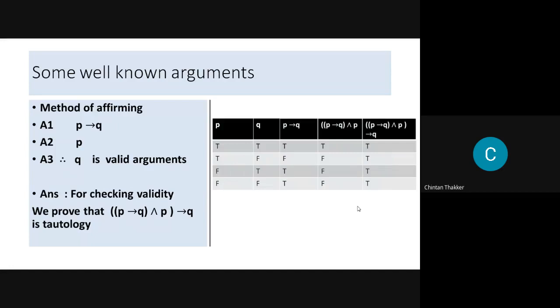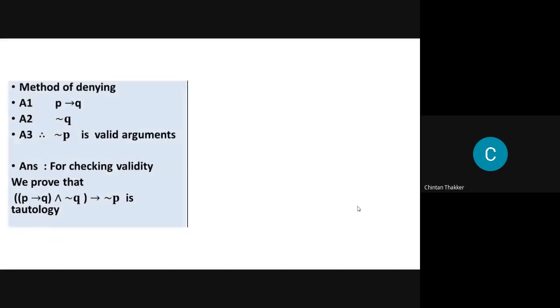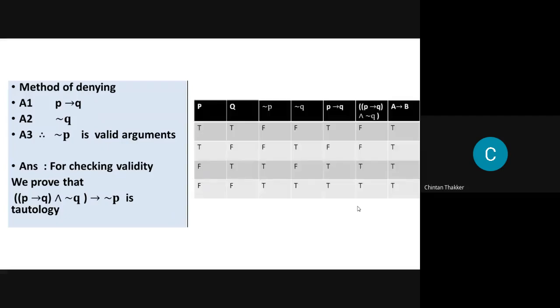Then the second argument is the method of denying. It is P implies Q, negation of Q, therefore negation of P. P implies Q and negation of Q are the premises, and negation of P is the conclusion. So the statement is (P implies Q and negation of Q) implies negation of P. We check this statement by truth table.